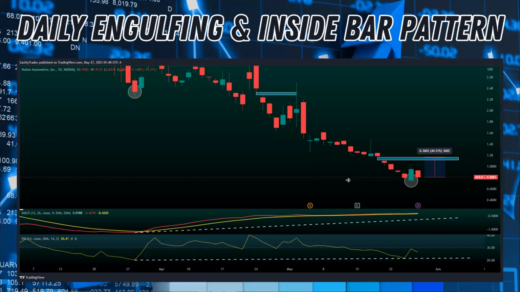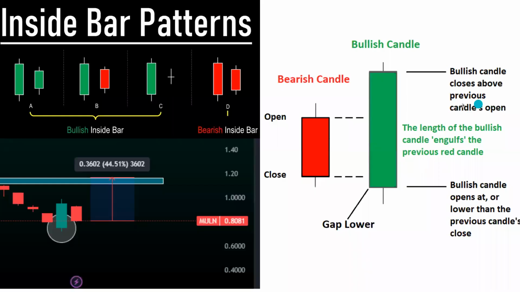So, that's definitely something that I'm paying attention to. Now, I mentioned that we had an inside bar and an engulfing candle. So this is actually the one we have right here. It's a bullish inside bar. If you take a look, it looks just like that right here. So we do have a bullish inside bar here.